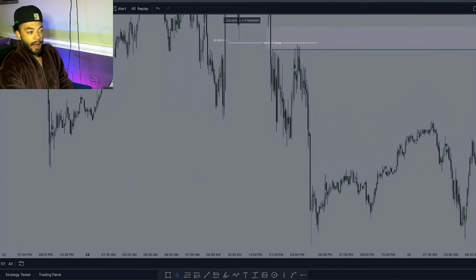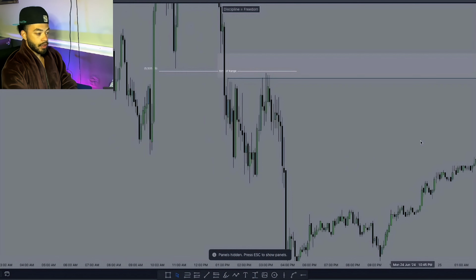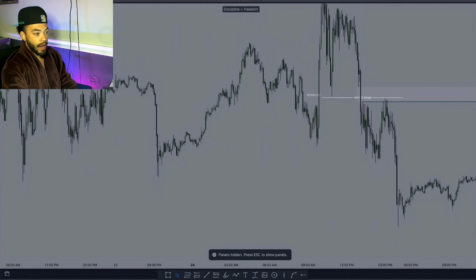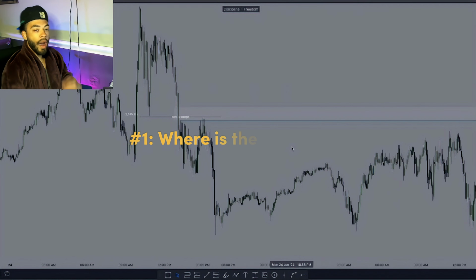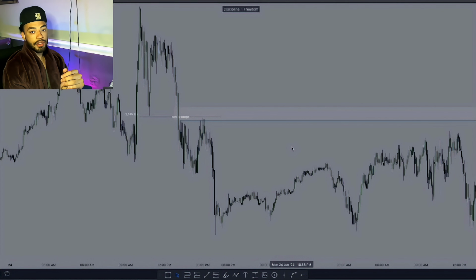What makes a fair value gap high probability? It's multiple things, right? We've got to stack the confluences. And the first thing I want to point out is, where is that fair value gap located? Where the fair value gap appears is so important, obviously.